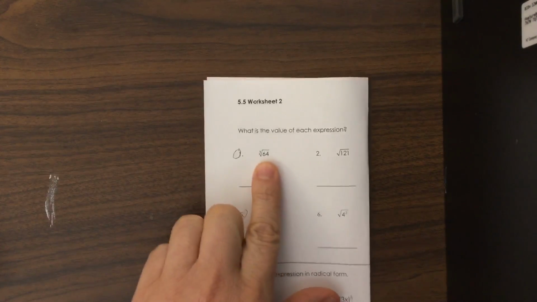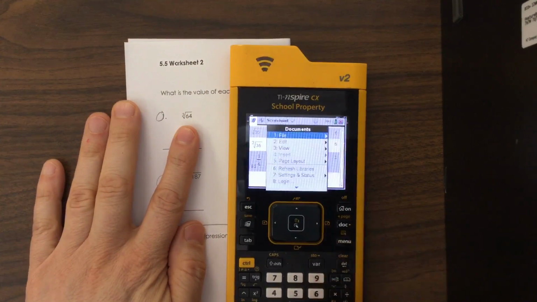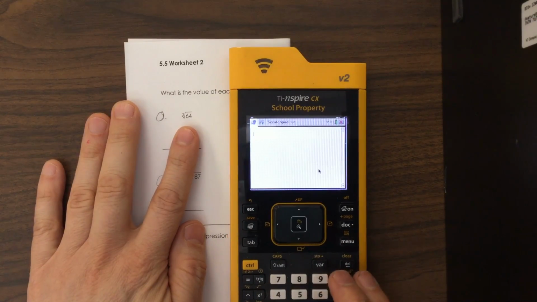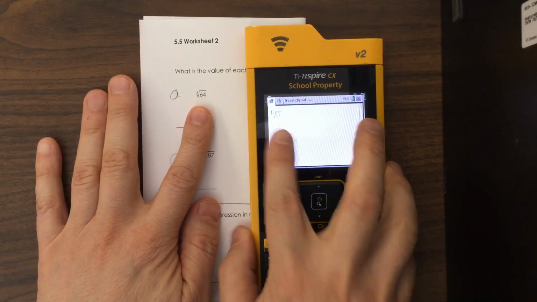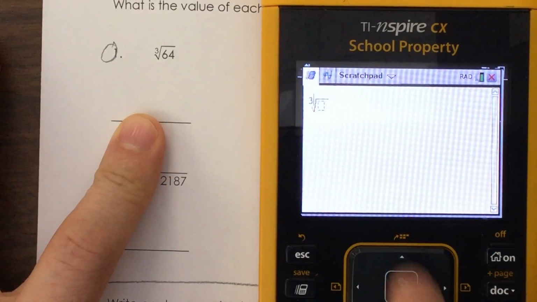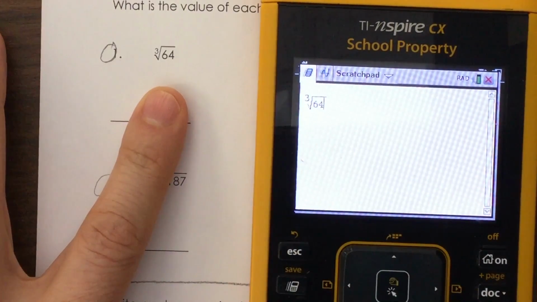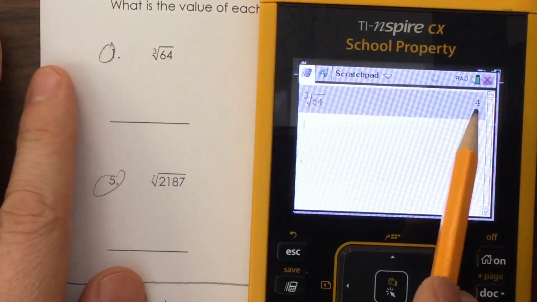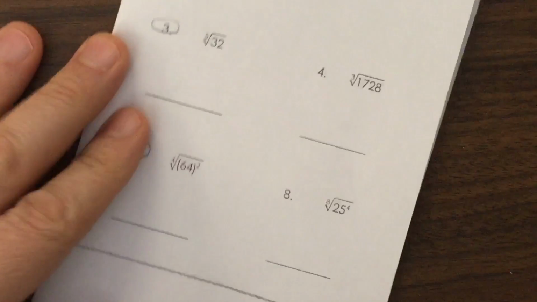Number one, we have the cube root of 64. In the calculator, let me clear it out, we have Control Caret, which gives us that screen that we need. We can put 3 here for the cube root, arrow inside the radical and put 64. You push enter, and you see that the cube root of 64 is 4. Easy enough.